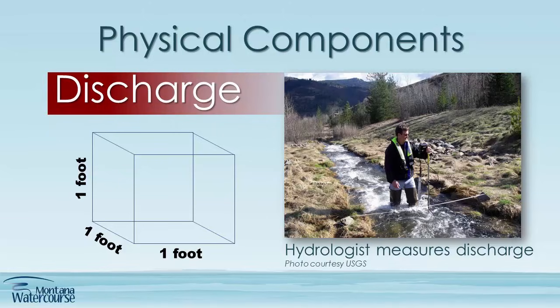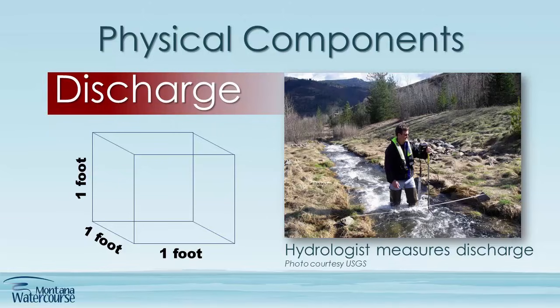Discharge, or stream flow, is the rate at which a volume of water passes a given point over a certain period of time. It is usually expressed as cubic feet per second, or CFS. You can visualize 1 cubic foot of water as a box that measures 1 foot on each side: length, width, and height. If a stream has a discharge of 10 CFS, that means 10 cubic feet of water are passing a given point every second.